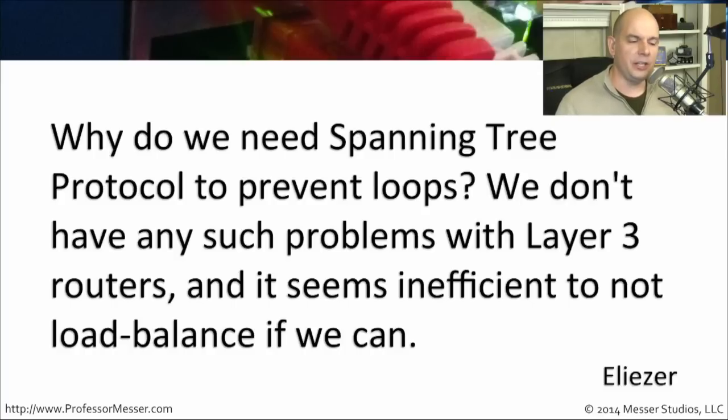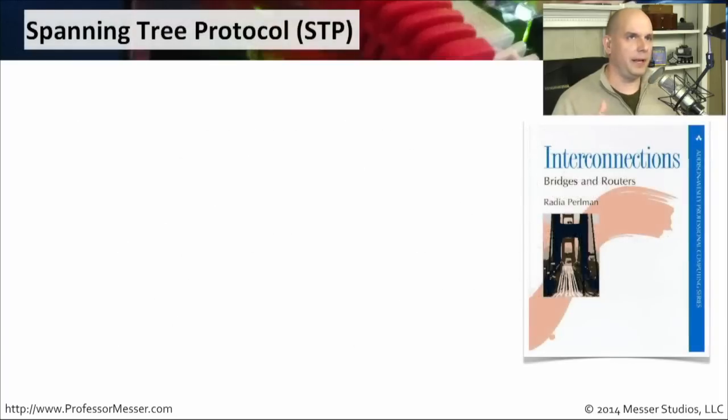So it seems inefficient not to load balance. It'd be nice to have multiple links to a single location. It would be useful to have that in place if we had it. So there's the challenge, is why do we have spanning tree? What is up with that? Let's talk about spanning tree for a moment.